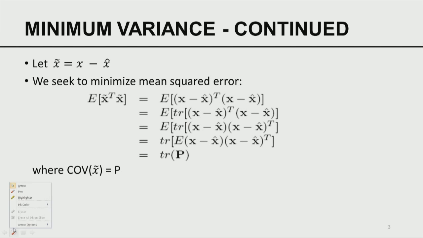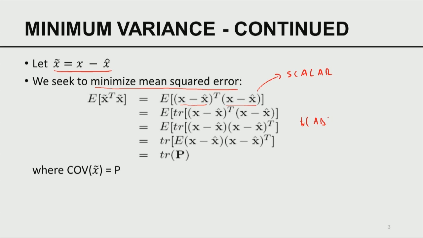So let x tilde be the error in the estimate. We seek to minimize the mean square error. So the expectation of x tilde transpose x tilde is given by x minus x hat transpose times x minus x hat. This is an inner product, that's a scalar. Therefore, the trace of a scalar is itself. So I'm going to express this as a trace of that quantity, because a scalar is a 1 by 1 matrix. We also know the trace of AB is equal to the trace of BA.